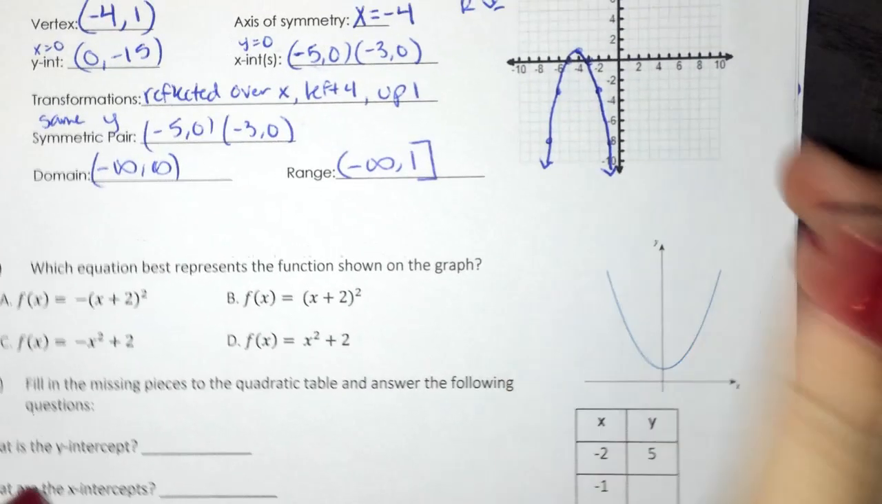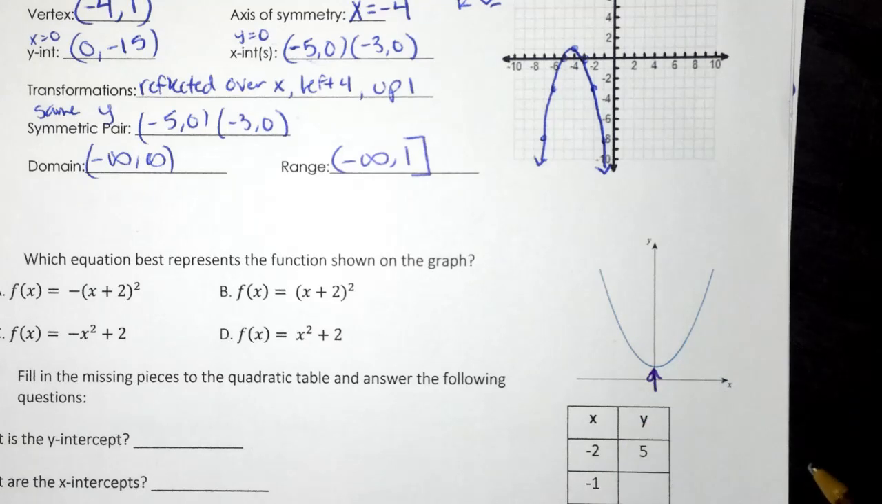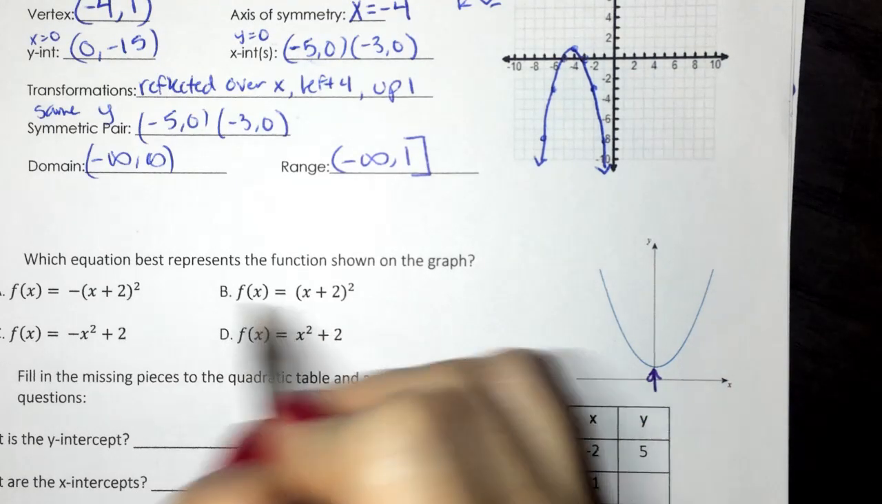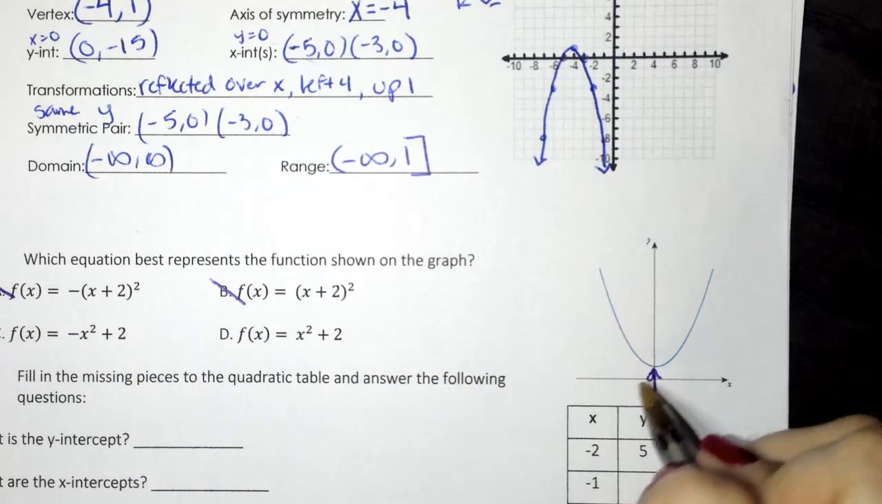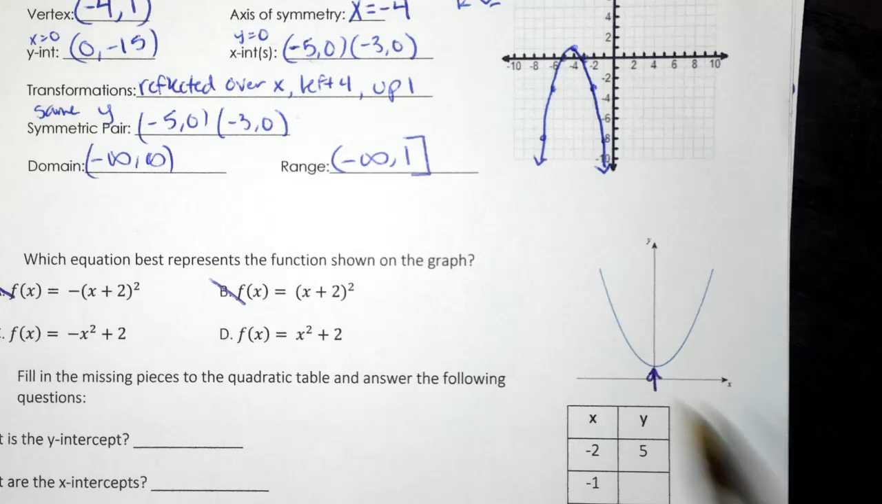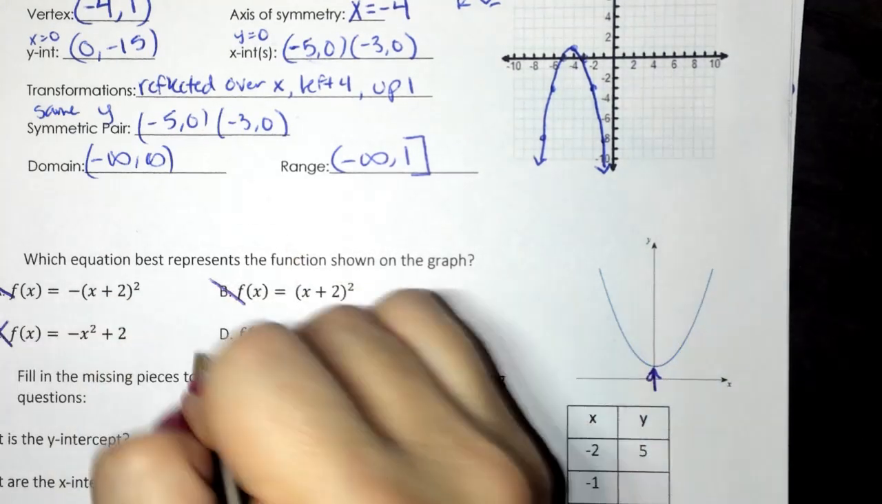Okay, so this next one says, which equation best represents the function shown below? Well, we know it shifts up, so it's going to have a plus on the outside of the parentheses. That's inside. That would have made it shift left 2. This did not shift left. And it's opened upwards, so it's going to be positive, not negative. So D is my answer.